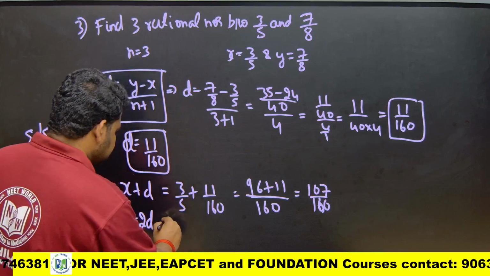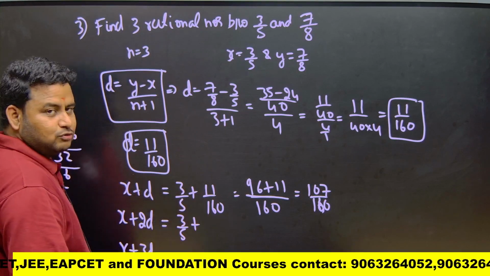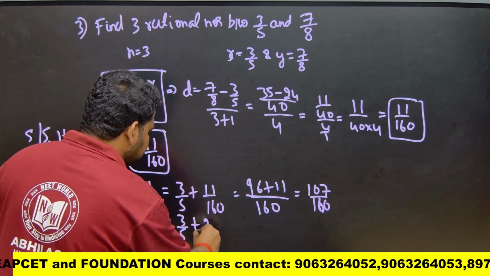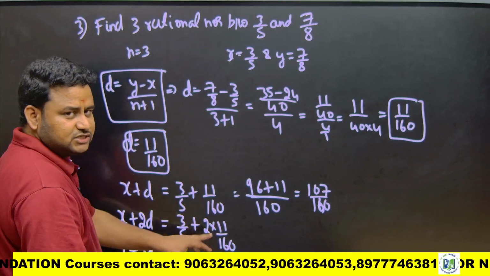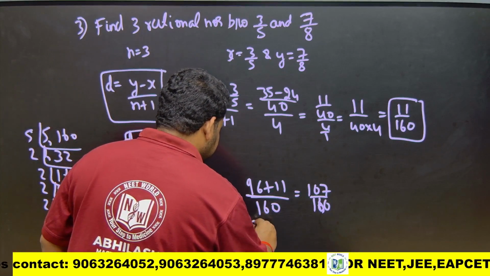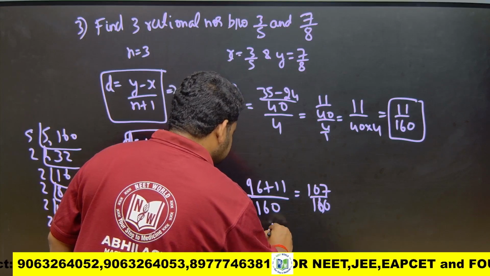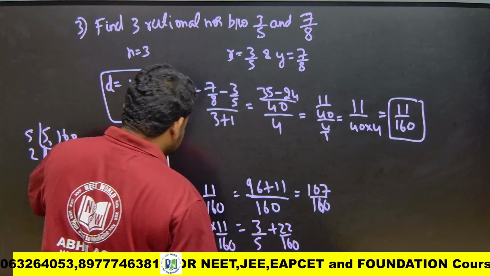107 by 160. This is 3 by 5 plus 2 times D. 2 times D I can write as 2 into 11 by 160. I know you can cancel 2 and 160, but don't cancel, so that the LCM remains the same. So, this will become equal to 3 by 5 plus 2 into 11 is 22 by 160.